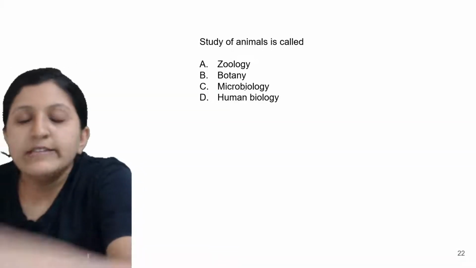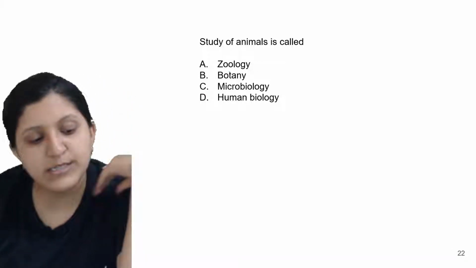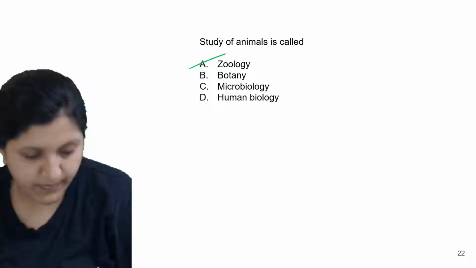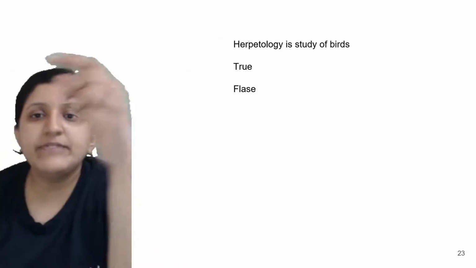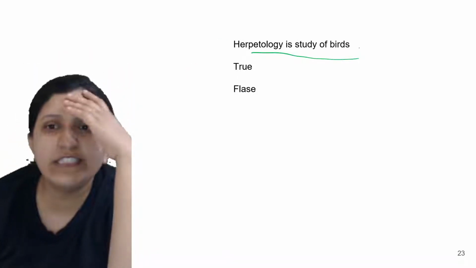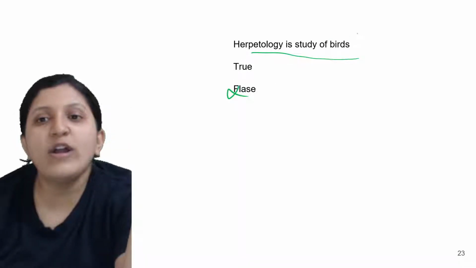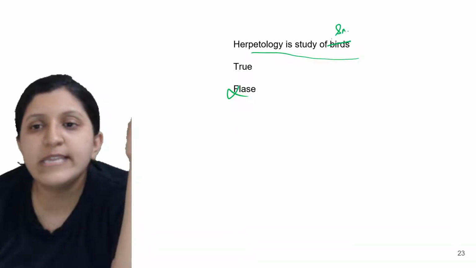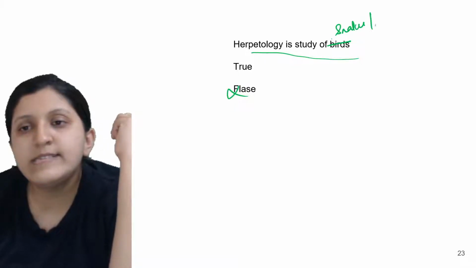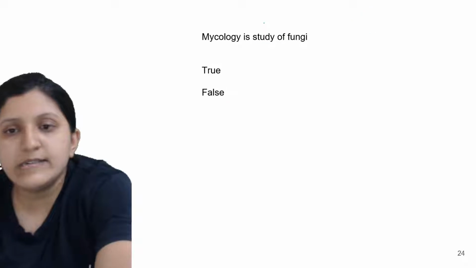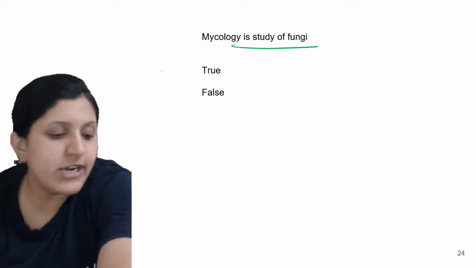Then, the study of animals is called zoology. Then we have the other question. Herpetology is the study of birds, which is false, because herpetology is the study of snakes. Lizards are considered here as well. Mycology is the study of fungi. Yes, this is true.